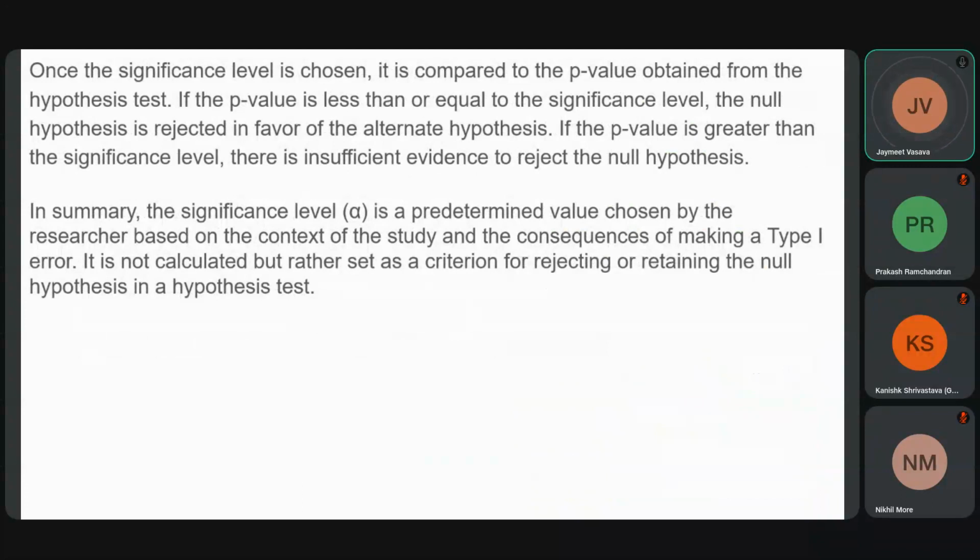Once the significance level is chosen, it is compared to the probability value obtained from the hypothesis test. If the probability value is less than or equal to the significance level, the null hypothesis is rejected in favor of the alternate hypothesis. If the p-value is greater than the significance level, there is insufficient evidence to reject the null hypothesis.